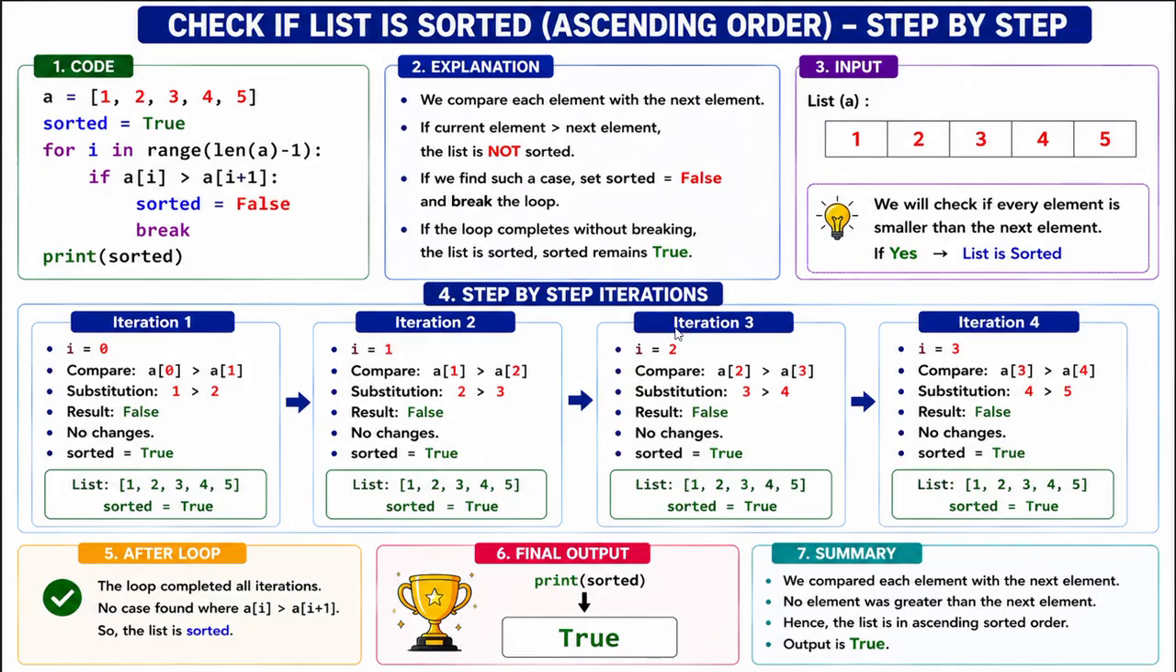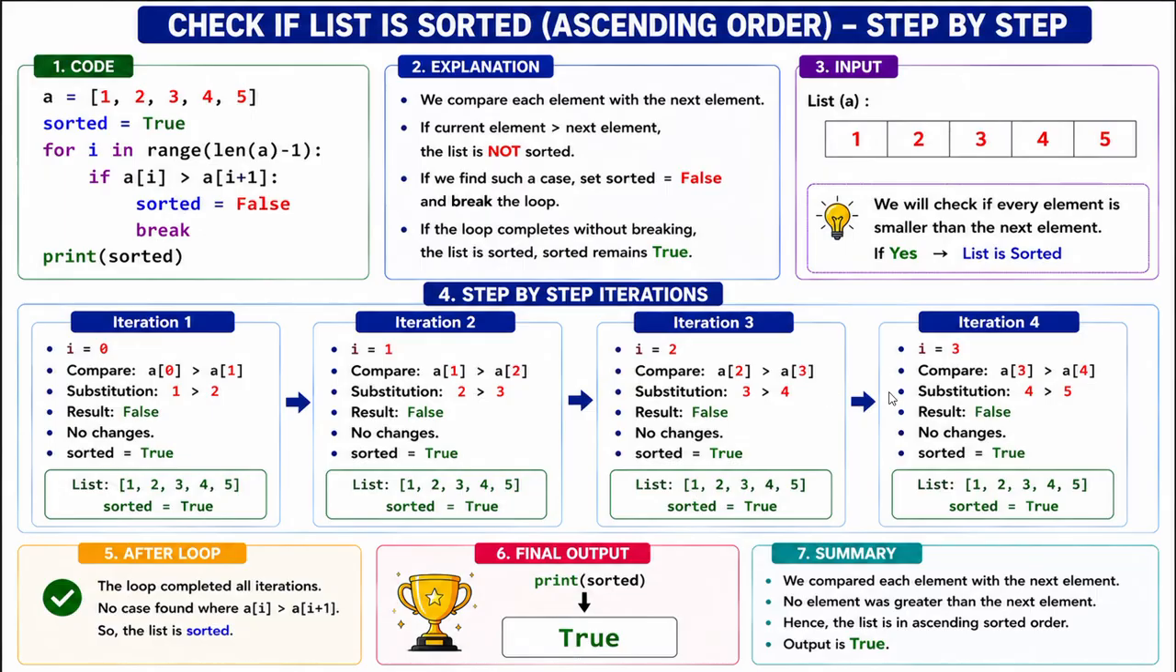Now let us come to iteration 3. i equals 2. Now here, what is a of i? a of i equals 2, and 2 plus 1 is 3. Is a of 2 greater than a of 3? What is a of 2 here? 0, 1, 2, 3. Here a of 2 equals 3. And what is a of 3 here? 0, 1, 2, 3, 4. Is 3 greater than 4? False. So there is no change.